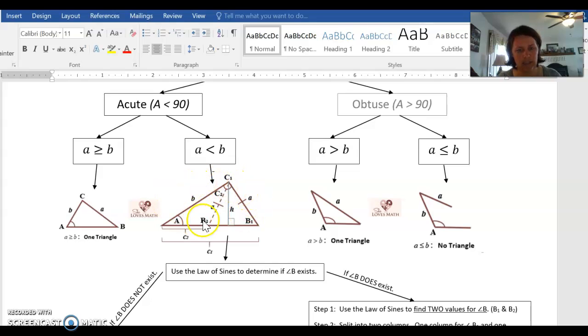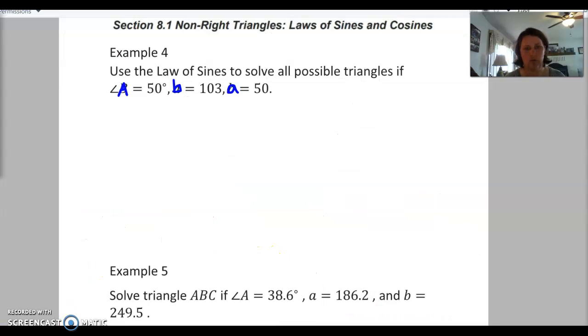Once we know we're here, we're going to go a step further. We're going to use the law of sines to determine if angle B exists or not. If it does not exist, then the answer is no solution. If it does exist, then we've got this whole 4 or 5 step process that we have to go through. So switching back to our other screen, we are going to find the sine of B.